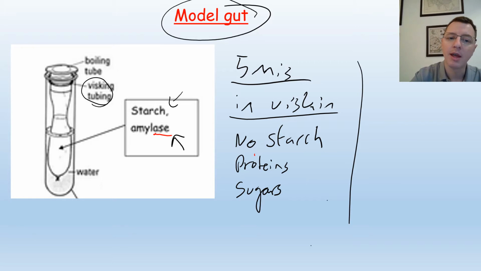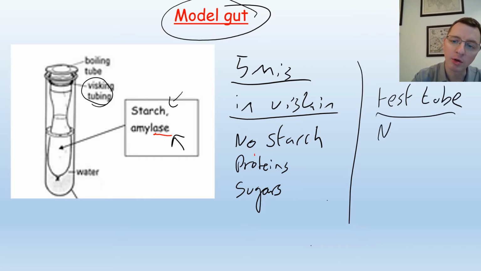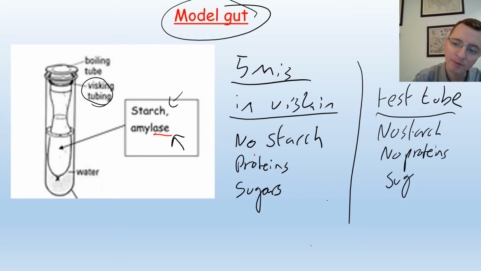But after 5 minutes in the test tube, we also have no starch, but there are no proteins, but we do have sugars. So this proves to you a couple of things. Firstly, that proteins are large molecules and they cannot pass through the holes in the Visking tubing. Sugars are small molecules and they can pass through the holes in the Visking tubing. This is why it's used to model the small intestine, to show to you that small molecules can move through the linings of the small intestine, and in this case the Visking tubing.